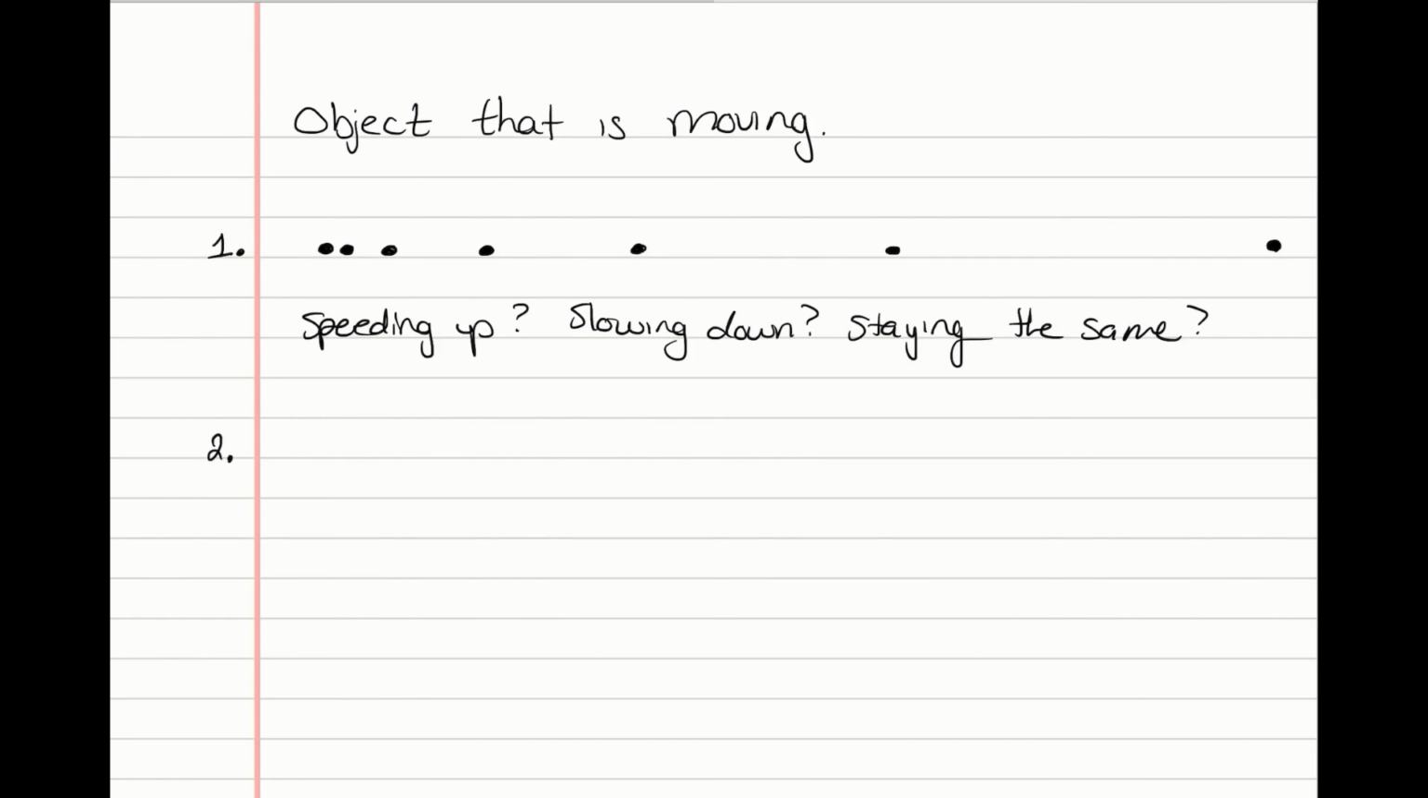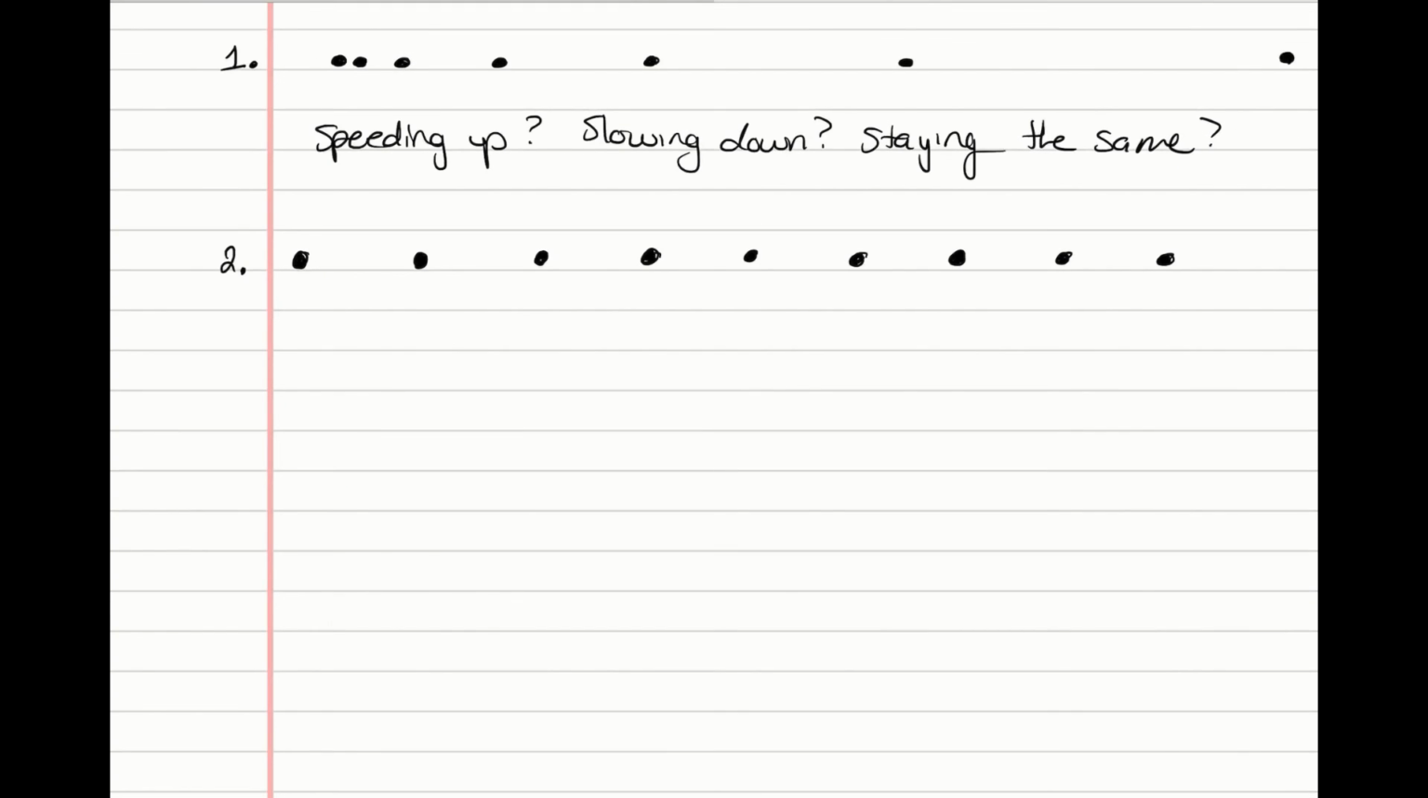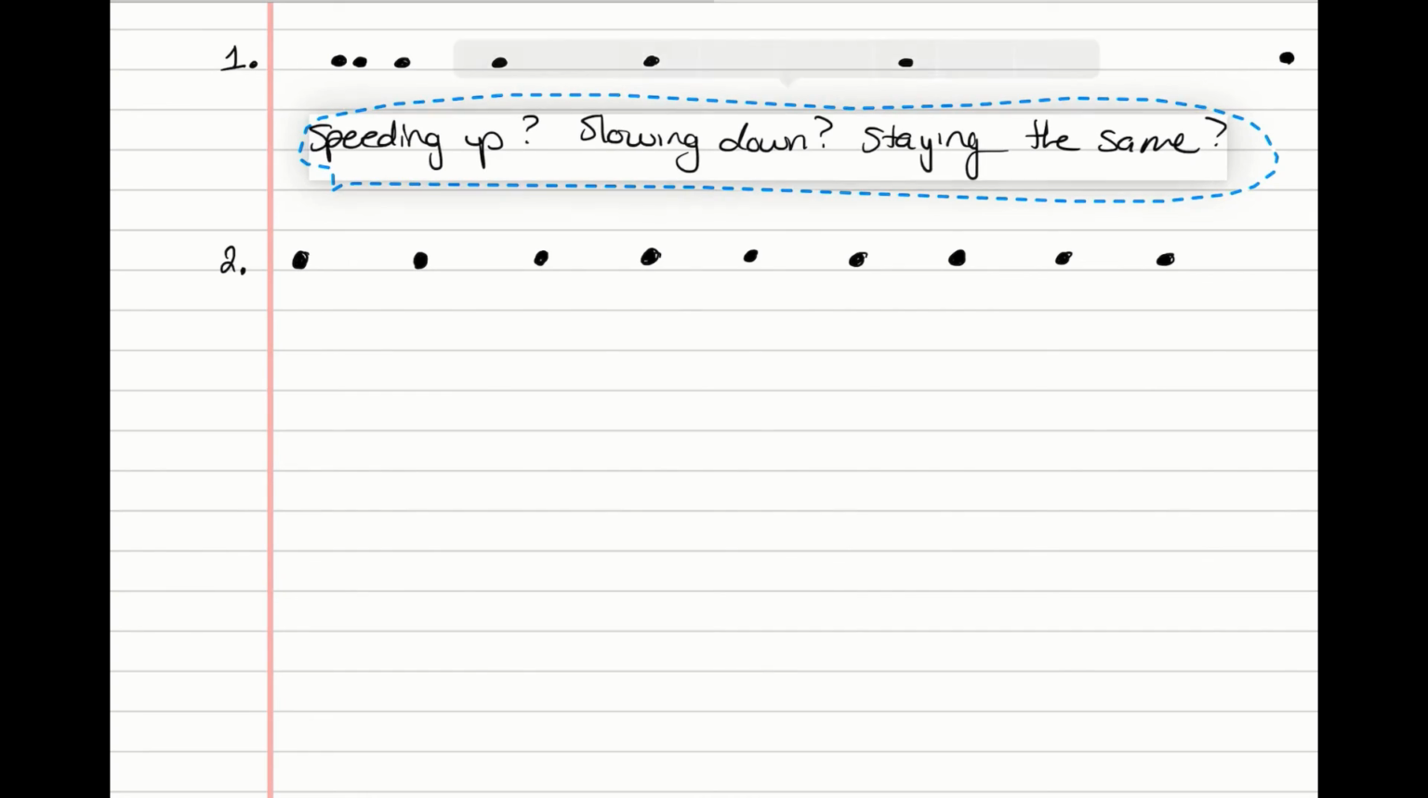Let's try number 2 now. Okay, we have an object. These types of drawings actually have a name. It's kind of crazy in science, we name everything, but they do actually have a name. These are called dot models. So the question for number 2 is, are they speeding up, slowing down, or staying the same? And you can feel free to circle any of your answers.